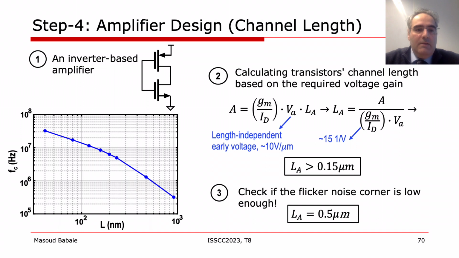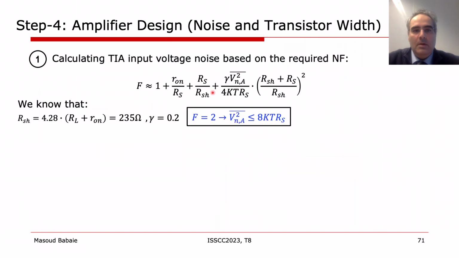To avoid that, we increase the channel length of the transistors to 0.5 micrometer to achieve about 1 MHz of flicker noise corner. Then I estimate the required noise of the baseband amplifier using the noise figure equation. Considering a 3 dB noise figure, the amplifier input referred voltage noise should be below 8 kT/RS.